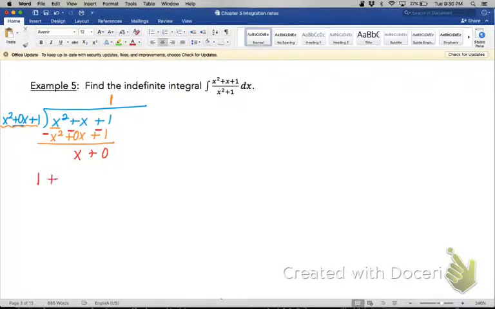So this comes out to 1 plus x plus 0, which is just x, over x squared plus 0x plus 1, which is just x squared plus 1. That is what we get when we actually perform that division.